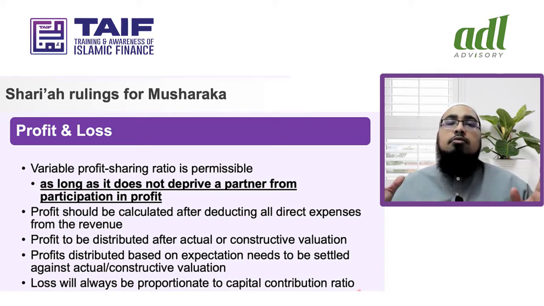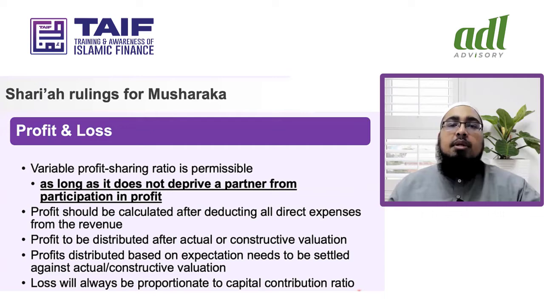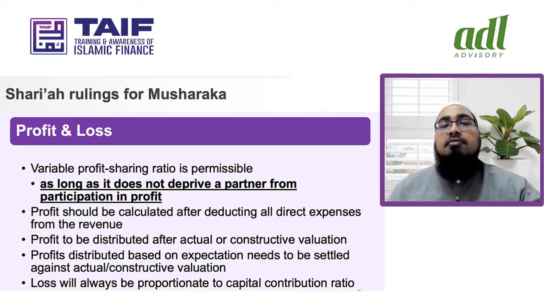Let's say we consider a $1 million capital where each of the parties has put $500,000, and let's say they have a profit sharing ratio of 60-40, where one party will work and manage. So he is getting 60%, right? The other party, who is the sleeping partner, will be getting only 40%. Now, if there is a profit of 100,000, they will get 60,000 and 40,000, no issue. But if there is a loss of 100,000, then each will lose 50,000 because their capital ratio is exactly 50%.